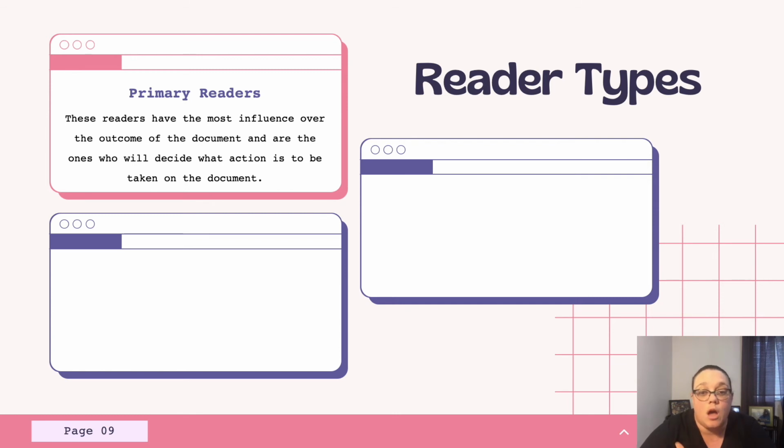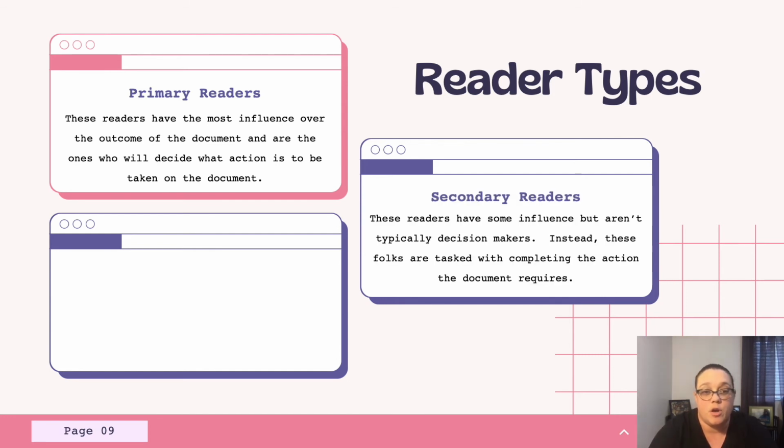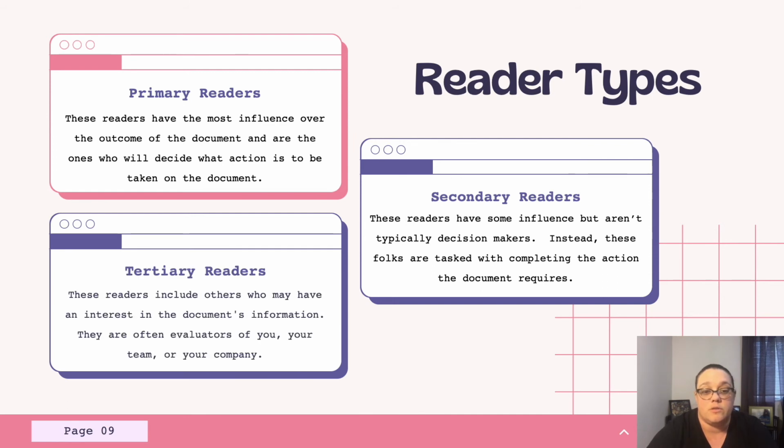But on the job, you not only target the primary readers, but you're also going to talk about secondary and tertiary readers who may or may not be known to you. So let's just look at these really quick, get a couple of definitions. The definition for primary reader: these are the readers that have the most influence over the outcome of the document and are ones who will decide what the action is to be taken on the document. Secondary readers usually have some influence but aren't typically decision makers. Instead, these folks are tasked with completing the action the document requires.